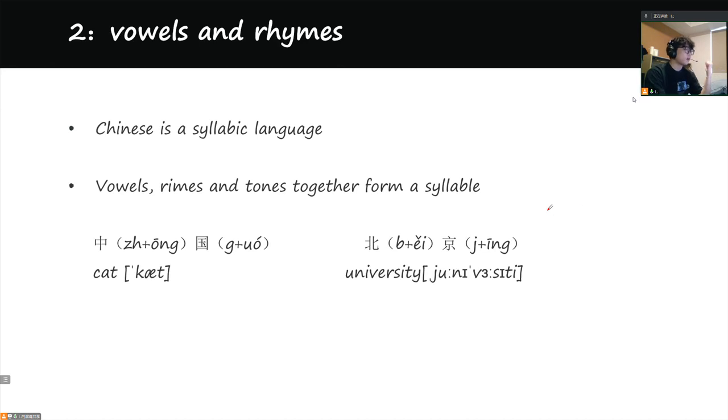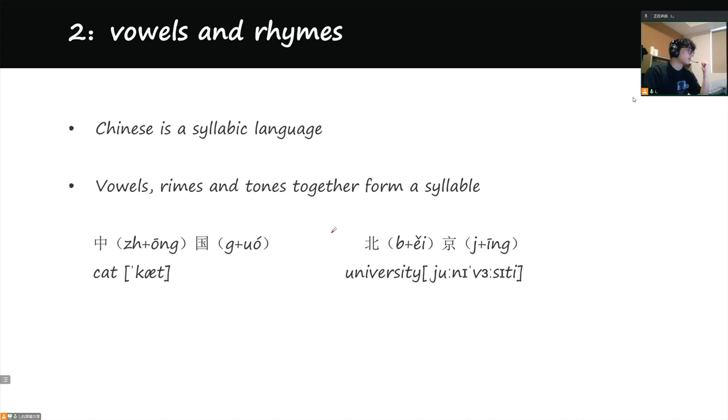Chinese is called a syllabic language because in Chinese each word is usually pronounced as a complete syllable, consisting of an initial, a final, and a tone. This is different from English, where words may be made up of one or more syllables.